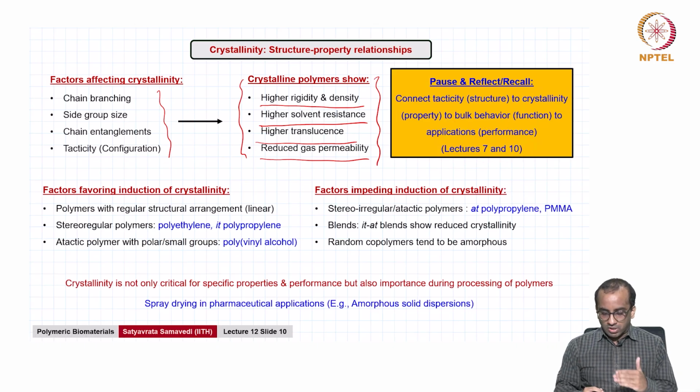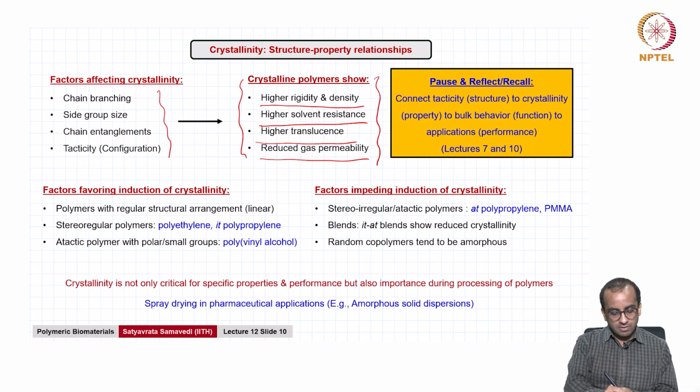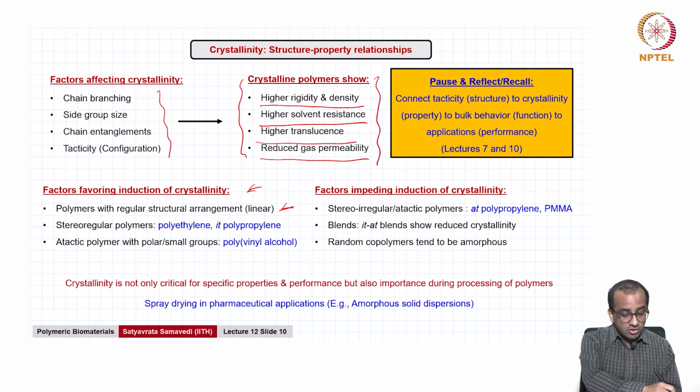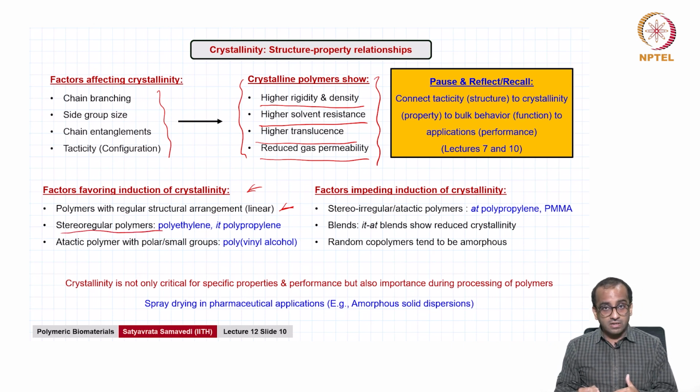And just to drive home this point with some examples, factors that favor induction of crystallinity would be polymers with regular structural arrangement, which would be linear polymers, for example. Stereoregular polymers, that we saw earlier in lecture 7 when we did configuration, include examples like polyethylene and isotactic polypropylene. Because of either the linear arrangement in polyethylene or the symmetric placement of the groups in isotactic polypropylene, it encourages or favors the chains to come together more easily.